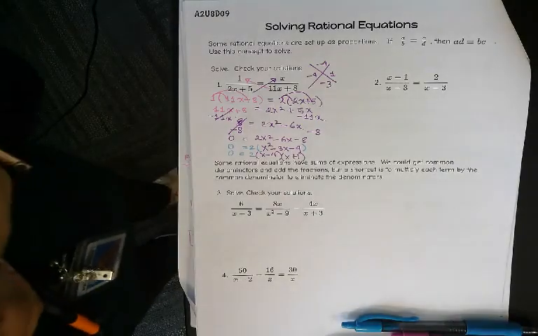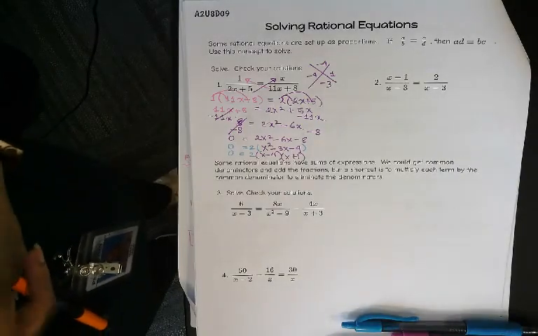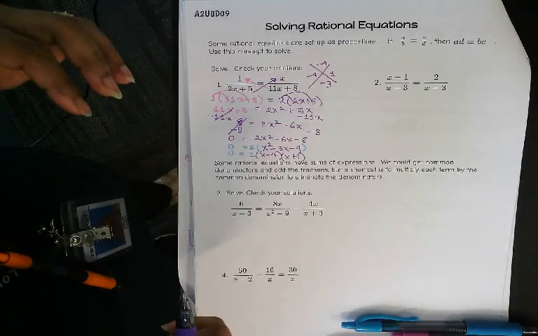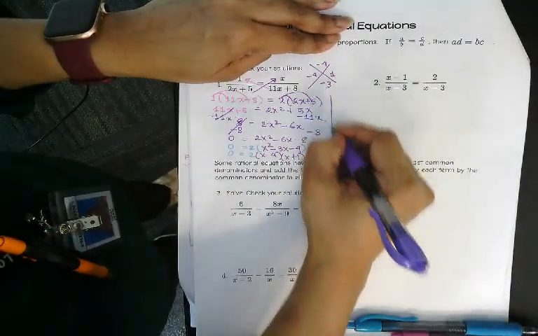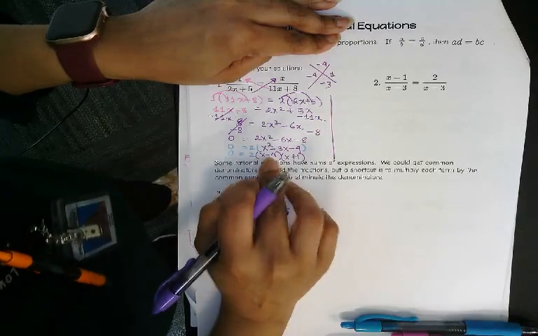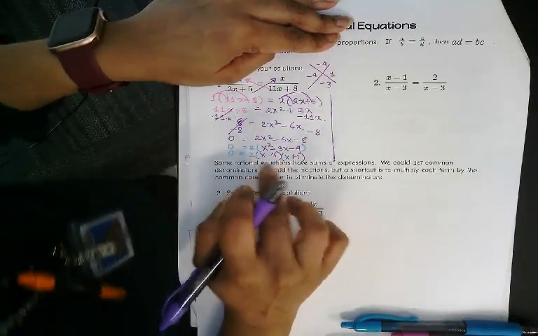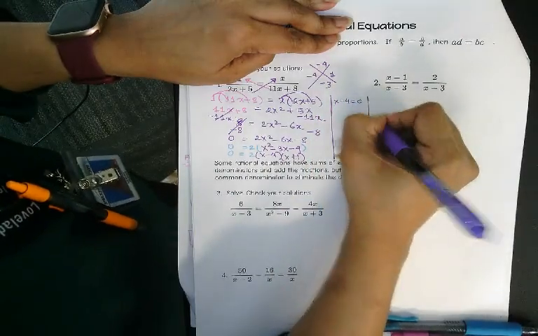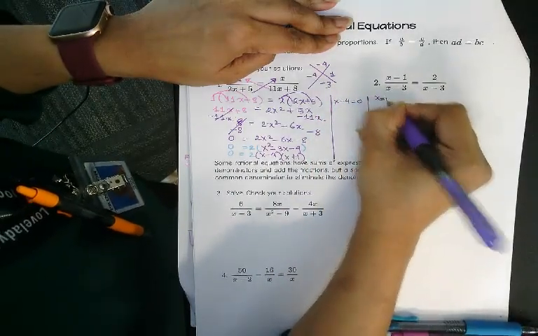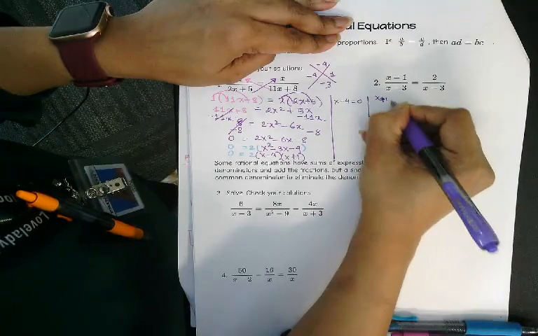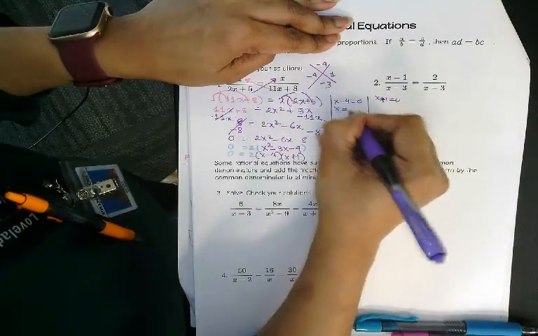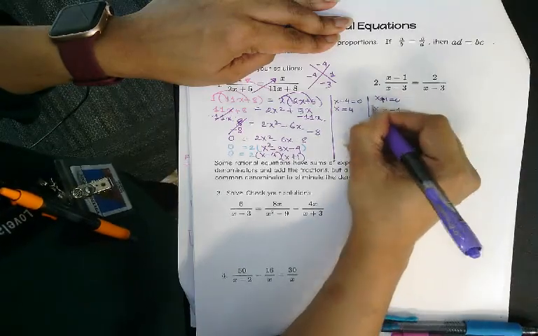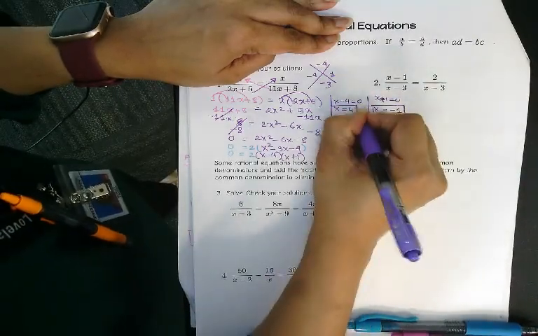Am I done? Why not? I have to find the x values. These are my factors. So x minus 4 is equal to 0, x plus 1 is equal to 0. x is going to be equal to 4. x is going to be equal to negative 1. These are my answers. These are my solutions.